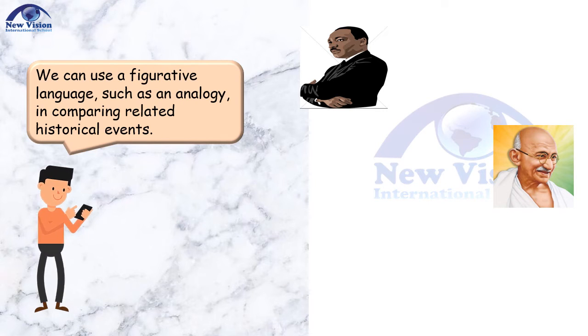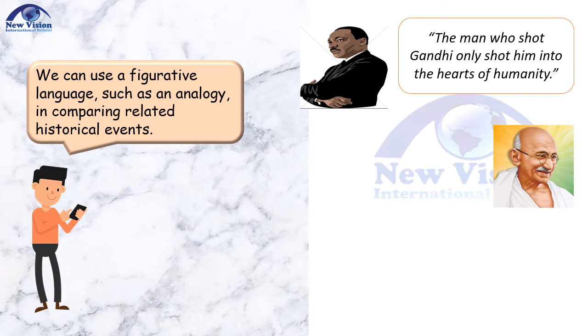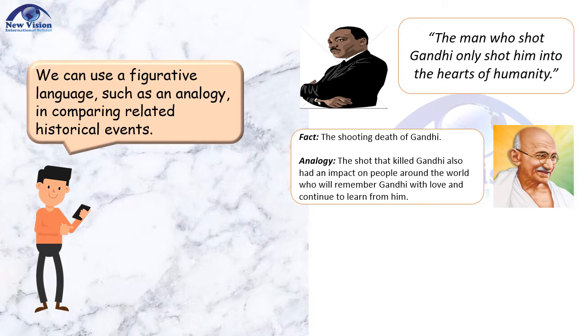Let's have this excerpt or quote from Martin Luther King Jr. "The man who shot Gandhi only shot him into the hearts of humanity." Looking at this quote, we can see that there are two things that are shown: its literal meaning and the analogy that was used. The literal meaning or the fact was the shooting death of Gandhi. The analogy was the shot that killed Gandhi also had an impact on people around the world who will remember Gandhi with love and continue to learn from him.